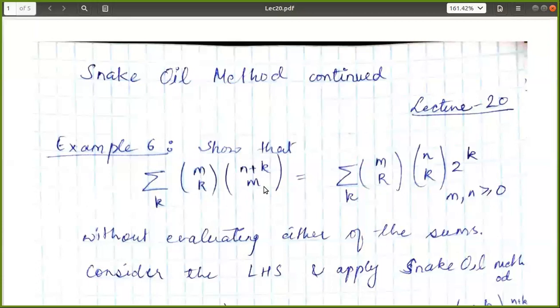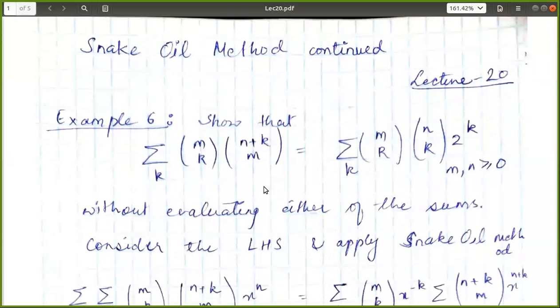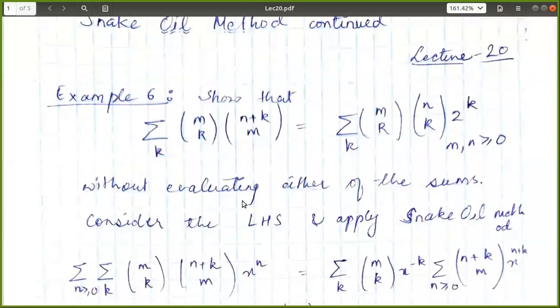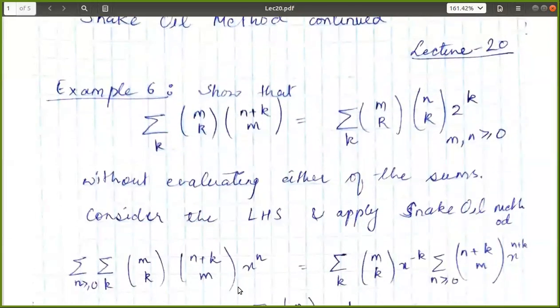Okay, ma'am. Now, if I start with this and apply my snake oil method, I'm going to get this double sum with x raised to n here. Now, as usual, I take the summation with k outside and the summation with n inside. Rearrange the terms which are dependent on the respective summations and you get this. So I've already manipulated by putting an x raised to minus k and x raised to plus k here.